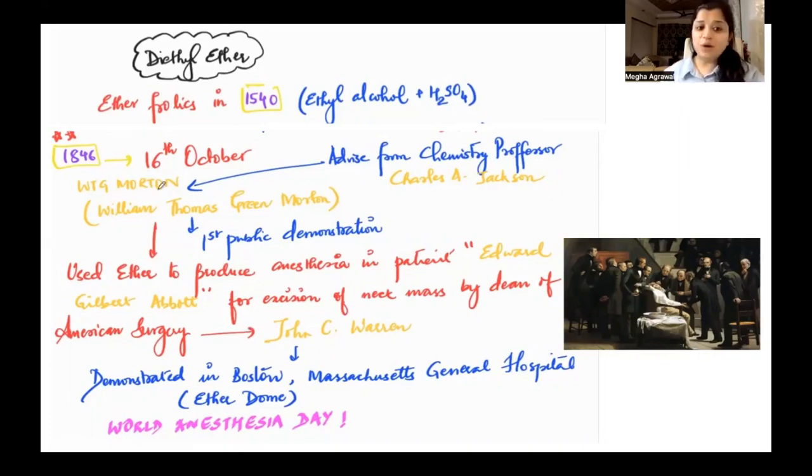So, W.T.G. Morton, on the advice of chemistry professor Charles A. Jackson, William Thomas Green Morton, for the first time publicly demonstrated the use of ether to produce anesthesia in a patient named Edward Gilbert Abbott, for excision of a neck mass by the Dean of American Surgery. The surgeon was John C. Warren. As you can see in this picture, this is the same picture which was taken during that demonstration.